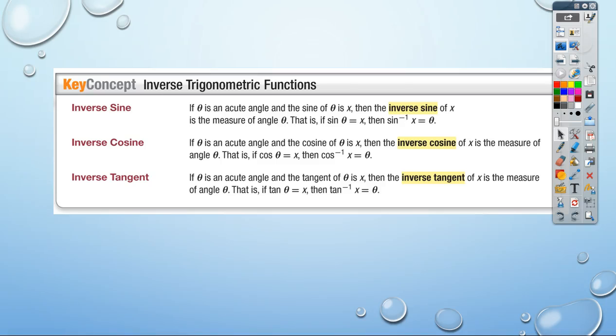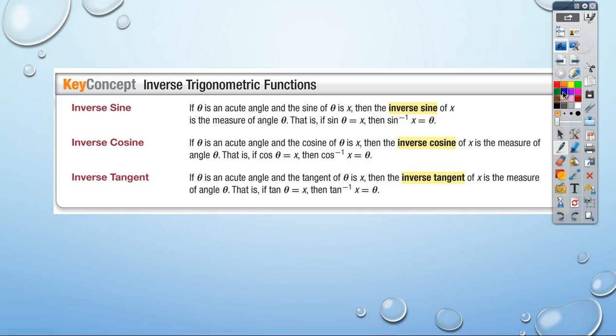So what we're going to be working on today is, we worked on sine, cosine, tangent. But now what happens if I don't want to find a side, and I don't know an angle, but I do have sides? Can I go backwards? The correct answer is yes, you can go backwards. And we call them inverse sine, inverse cosine, and inverse tangent.